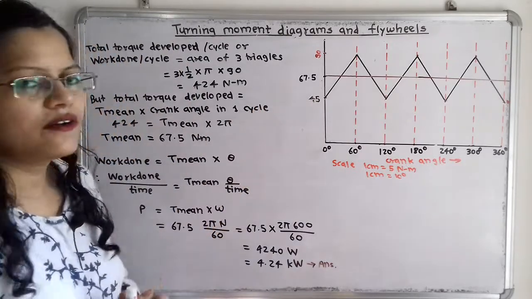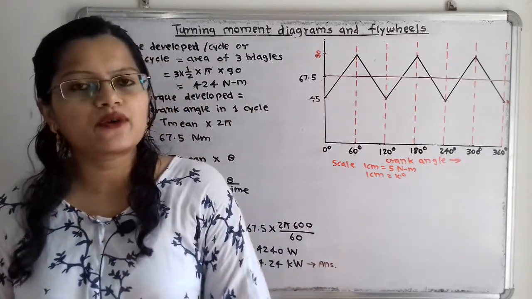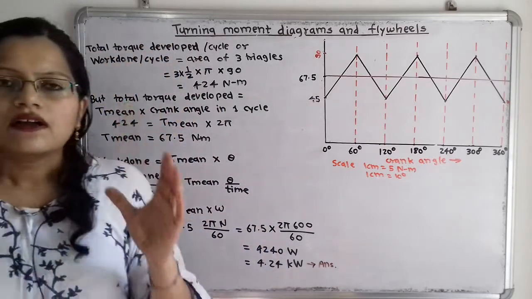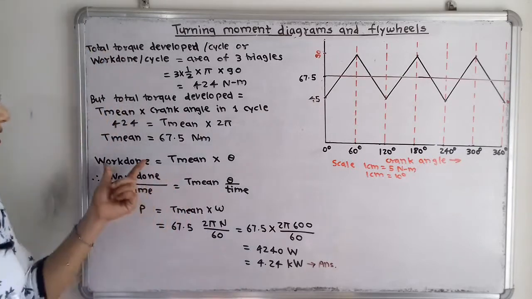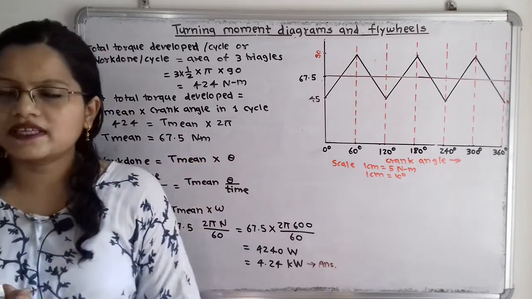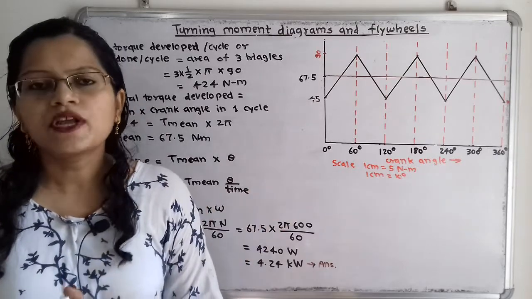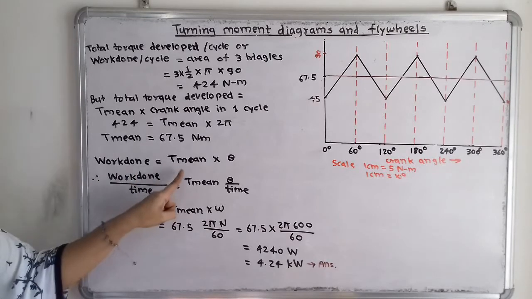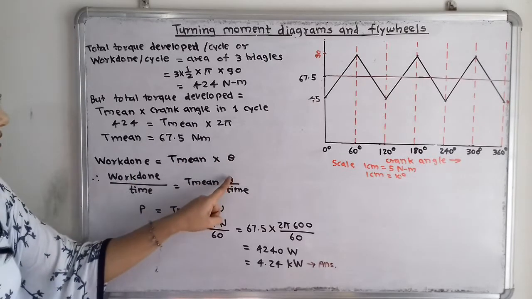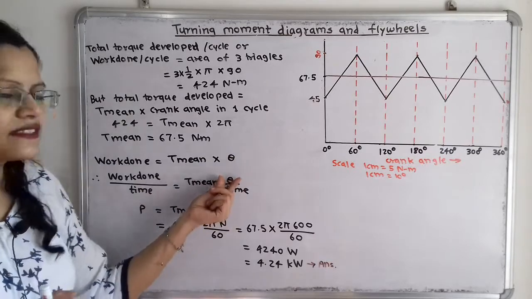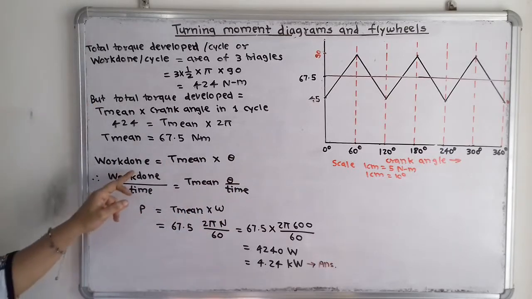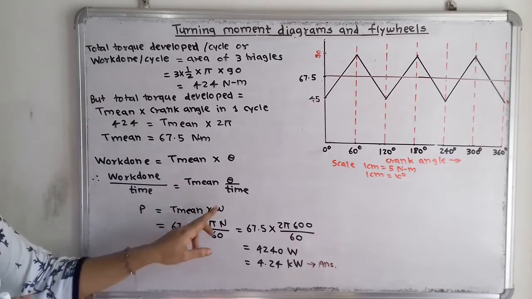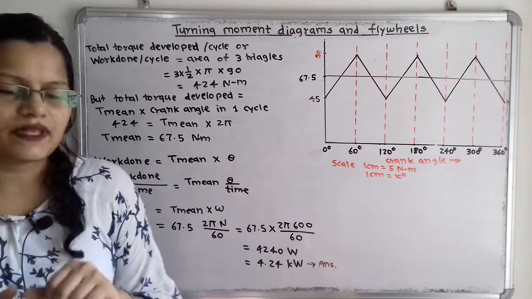Then again, what is the first question? That is, we have to calculate the power developed during the cycle. So for that we will take the basic formula, that is work done is equal to mean torque multiplied by theta. So this is our known formula. If I divide on both sides by time, then work done divided by time is equal to mean torque multiplied by theta divided by time. Theta is the angular displacement. So this work done per unit time is nothing but power. So power is equal to mean torque multiplied by displacement divided by time, that is omega.